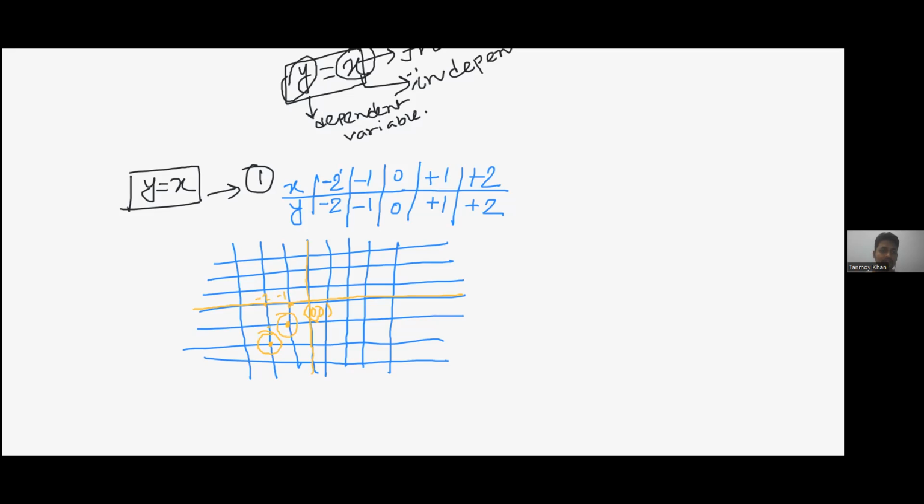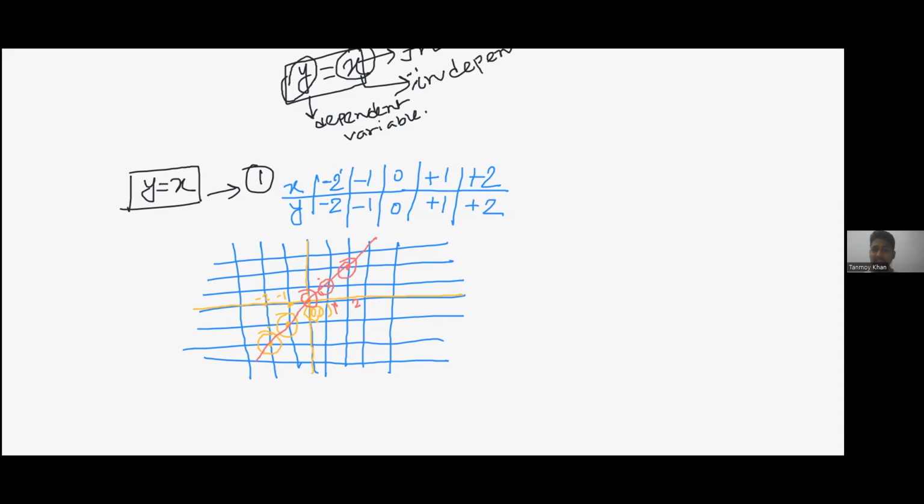It is 0, 0, obviously this point, and similarly this one is +1. This is +2. That means this one is 1, 1. So this one is another point. And this one is 2, 2. This one is another point. And if you just connect all the dots, it will be a straight line.